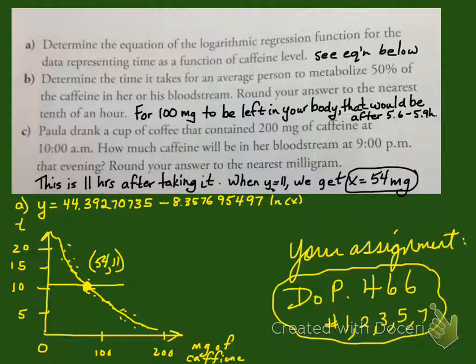So your assignment then is to do the problems on page 466. I want you to do questions 1, 2, 3, 5, and 7. That ends Chapter 7.